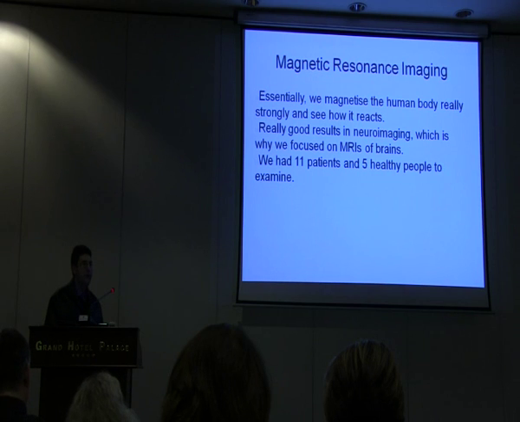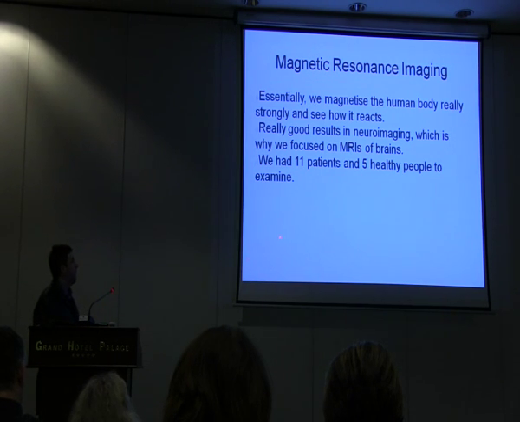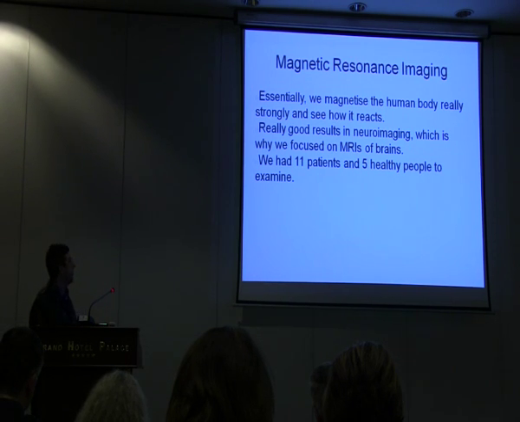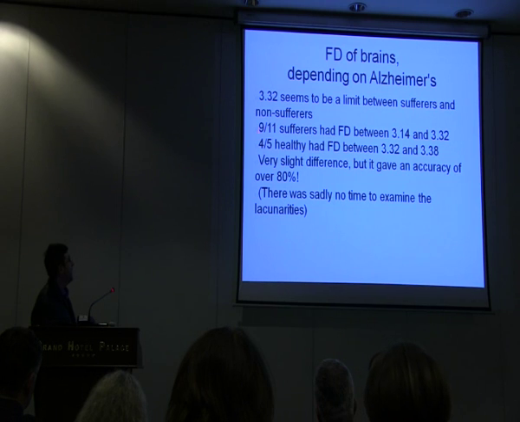About magnetic resonance imaging, the way it functions is that we put the brain in a very strong magnetic field and see how the cells react to the magnetism, and from that we can image it. We only used 16 MRIs as our preliminary research. 11 of those had Alzheimer's and 5 of them were healthy. The MRIs were provided courtesy of Dr. Tsolaki.